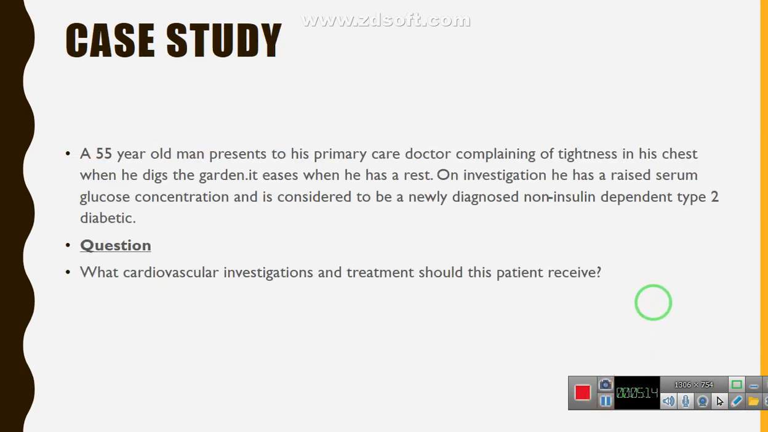So here we have a case study regarding the coronary artery disease or CAD. A 55-year-old man presents to the primary care doctor's clinic with a complaint of tightness in his chest when he digs his garden, and it eases when he is at rest. On investigation, he has an elevated serum blood glucose level, and he is considered to be a newly diagnosed non-insulin dependent type 2 diabetic patient. My question is: what cardiovascular investigation and treatment should this patient receive?